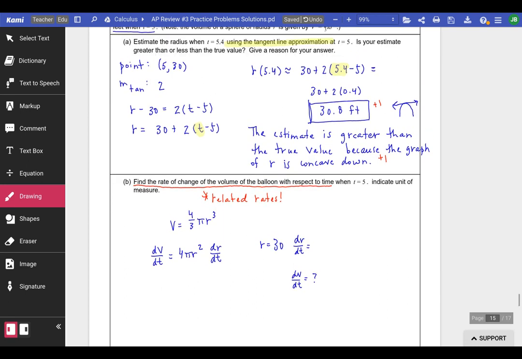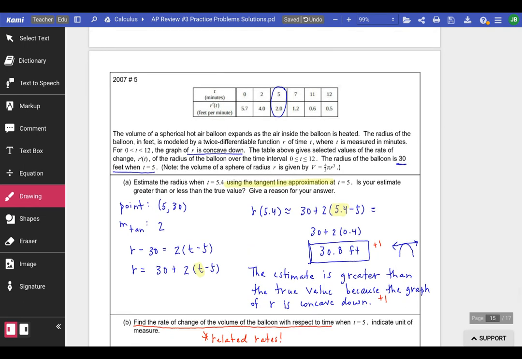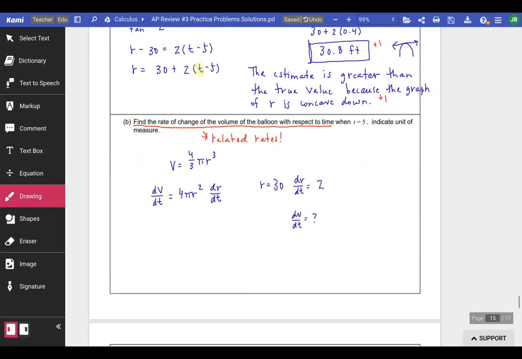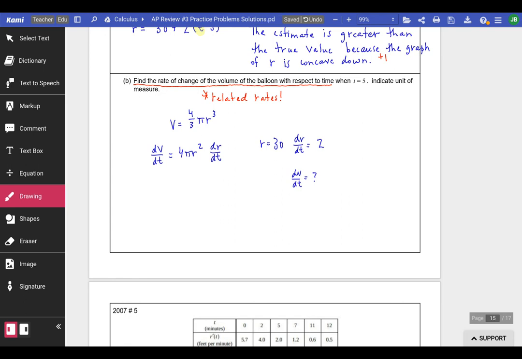Using our table, we found that at time t equals 5, our rate of change was 2. That was our dr/dt. So now we can just substitute what we know. This is still unknown. We have 4 pi times 30 squared times 2. If we put that into our calculators, we would get 7,200 pi, and that would be cubic feet per minute.